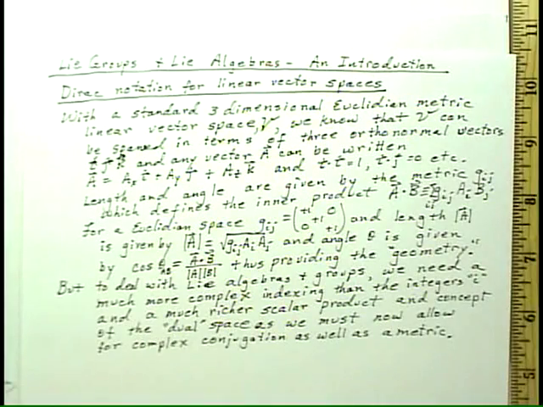In our dealings with Lie algebras and Lie groups, we need a very complex indexing that leaves these integers behind. We also need a concept of what is called the dual space, as we'll now need to allow for complex conjugation as well as a metric.